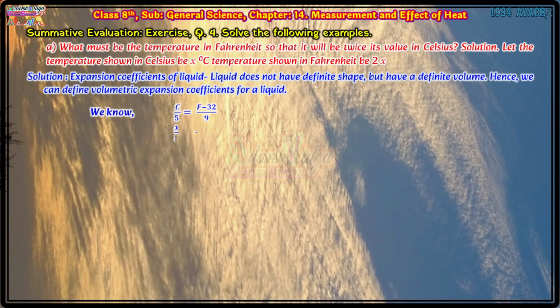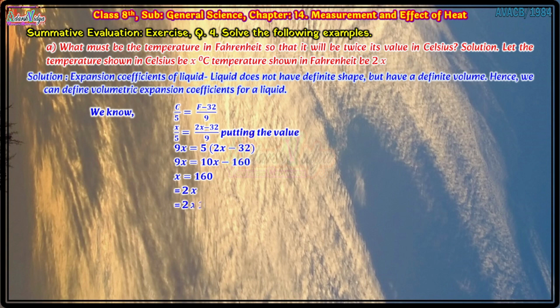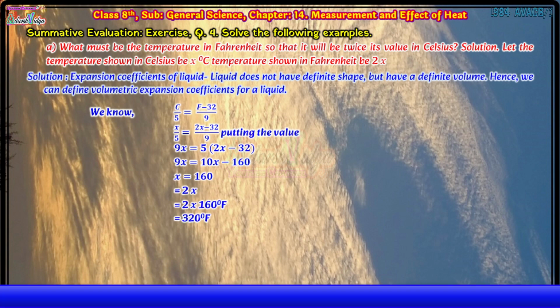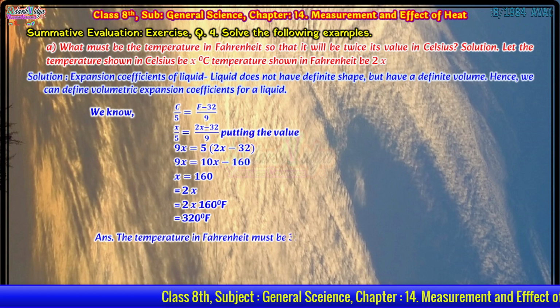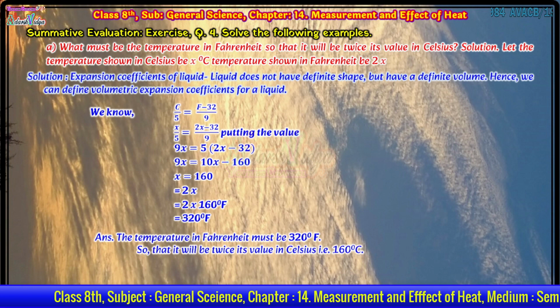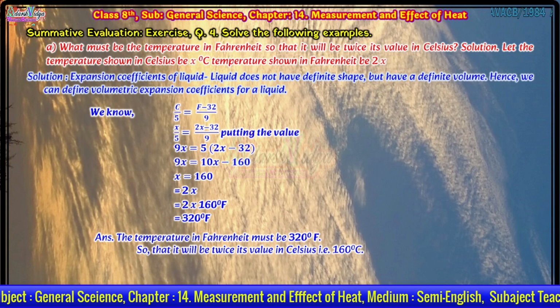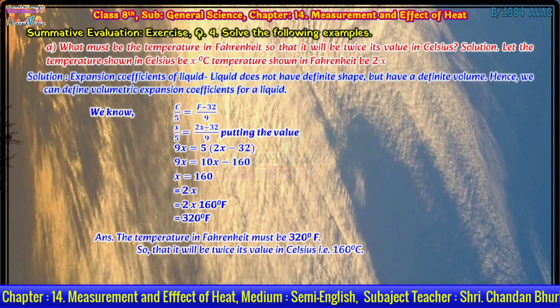X/5 equals 2x32/9, putting the value, 9x equals 5 × 2 × 32. 9x equals 10x, 160. X equals 160. Equals 2x. Equals 2 × 1600 F. Equals 3200 F. So, finally, the answer is the temperature in Fahrenheit must be 3200 F.